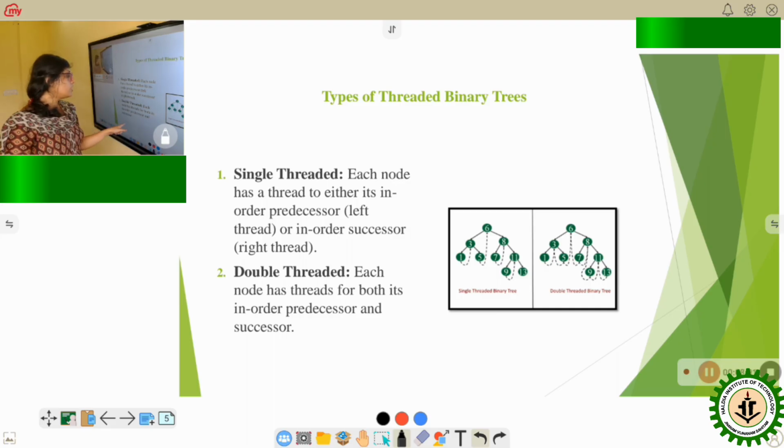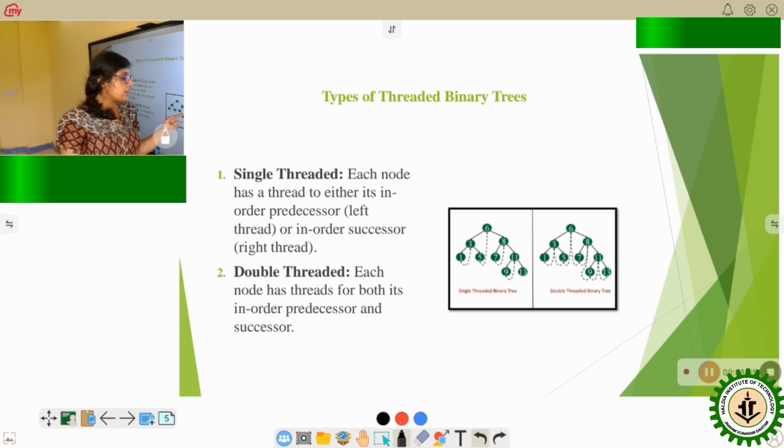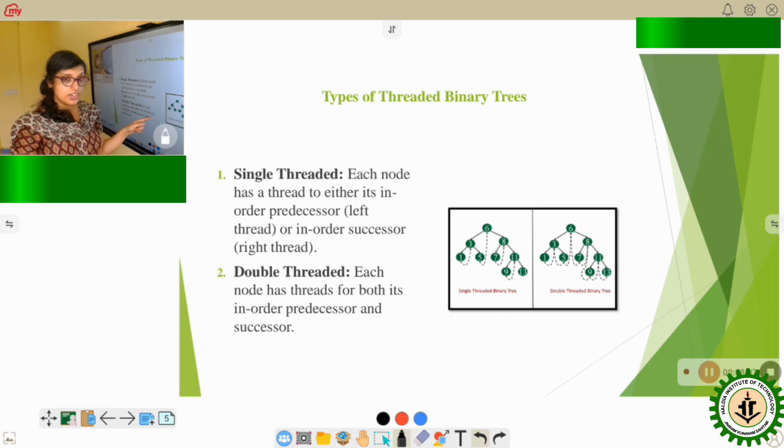Each node has threads for both its in-order predecessor and successor. One thread is connecting to its successor and one thread is connected to its predecessor. One thread is connecting to the child node and another is connecting to its parent node.